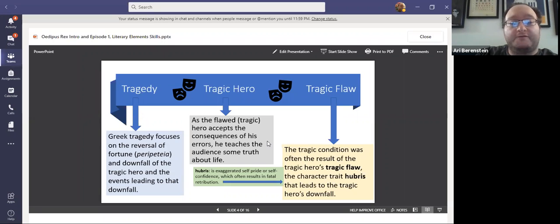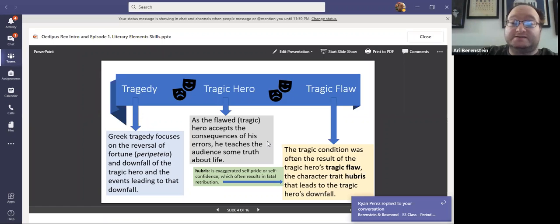Importantly for our play, for literature, because this is a tragedy, we give you the concepts of tragedy, tragic hero, and tragic flaw. Greek tragedy focuses on what's called the reversal of fortune, where there's some sort of downfall, a fall from grace for a hero, and what happened to get there.